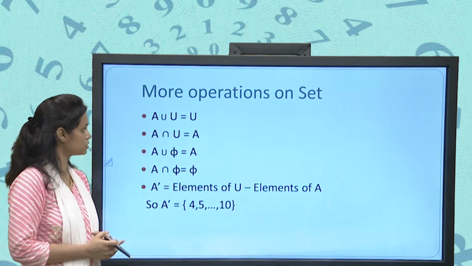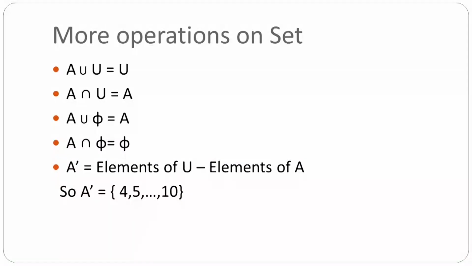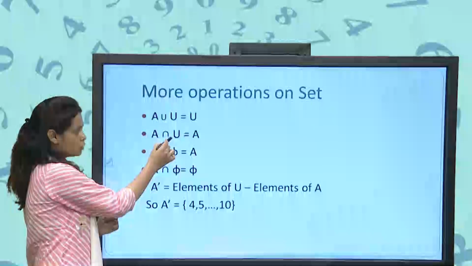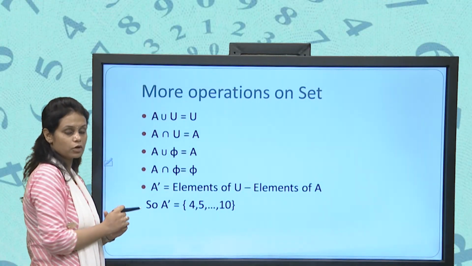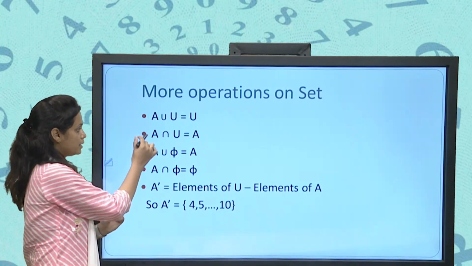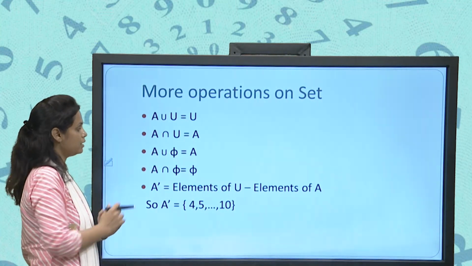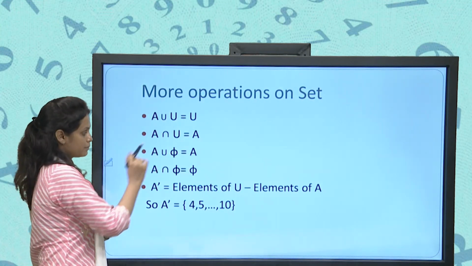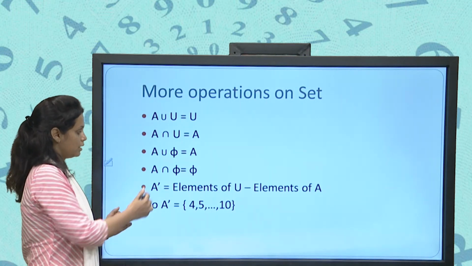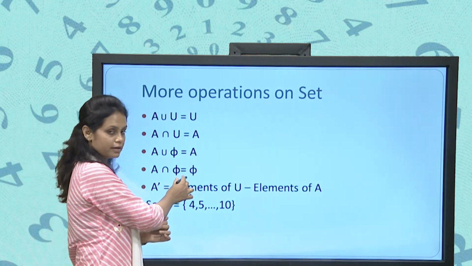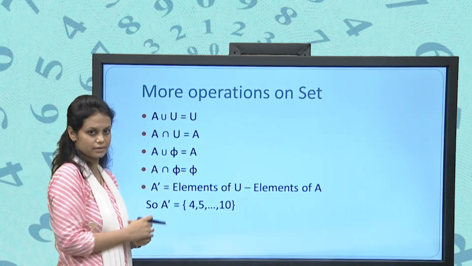Some more operations on sets. A union universal set is always the universal set, because U will cover all the elements, including those present in A. A intersection universal set is always A, because we have to find the common elements between A and the universal set. A union phi is A. Phi is the null set, right? A intersection phi is phi, because this is the smallest set.